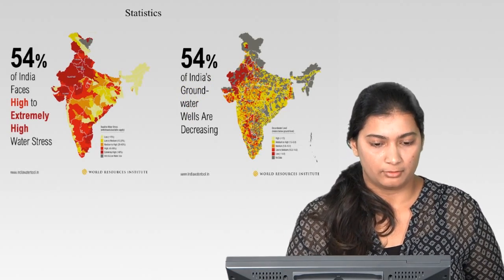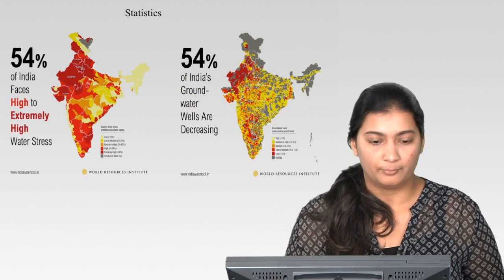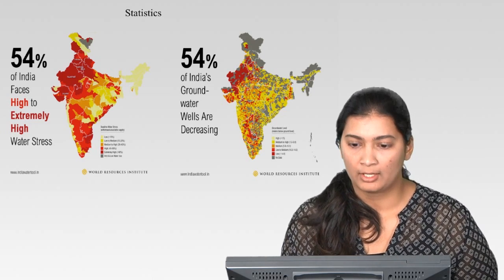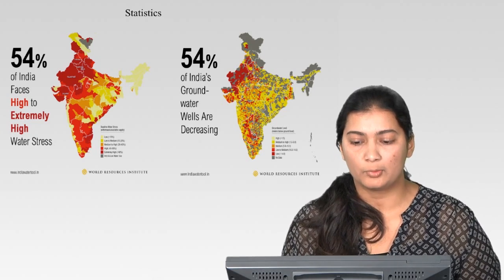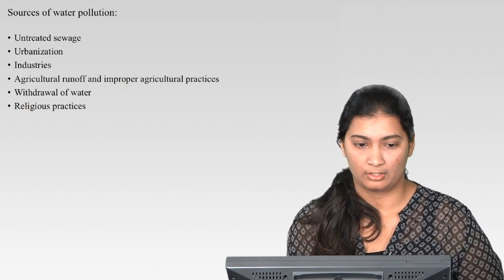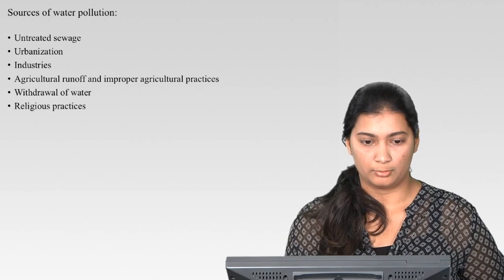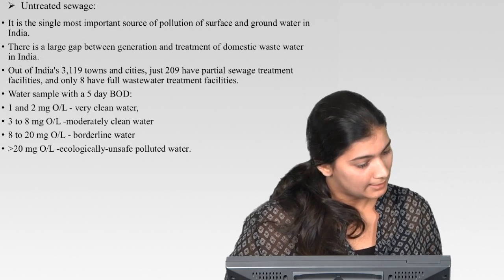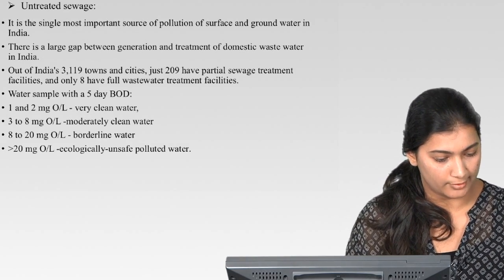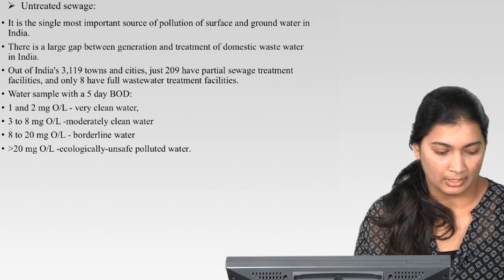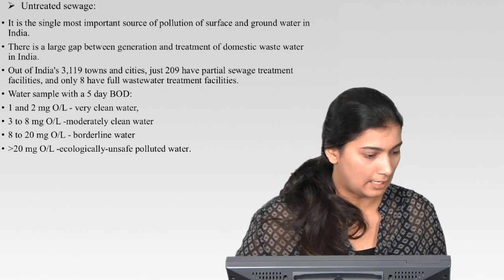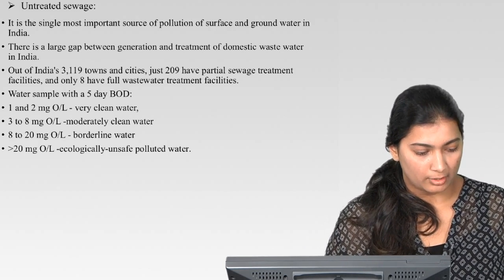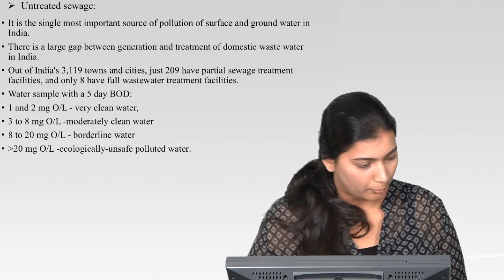Also, 54% of India faces high to extreme high water stress. 54% of India's groundwater wells are also decreasing. These are the sources of water pollution. So, untreated sewage is the single most important source of pollution of surface and groundwater in India. The problem is there is a large gap between the generation and treatment of domestic wastewater in India. So that's kind of a problem.